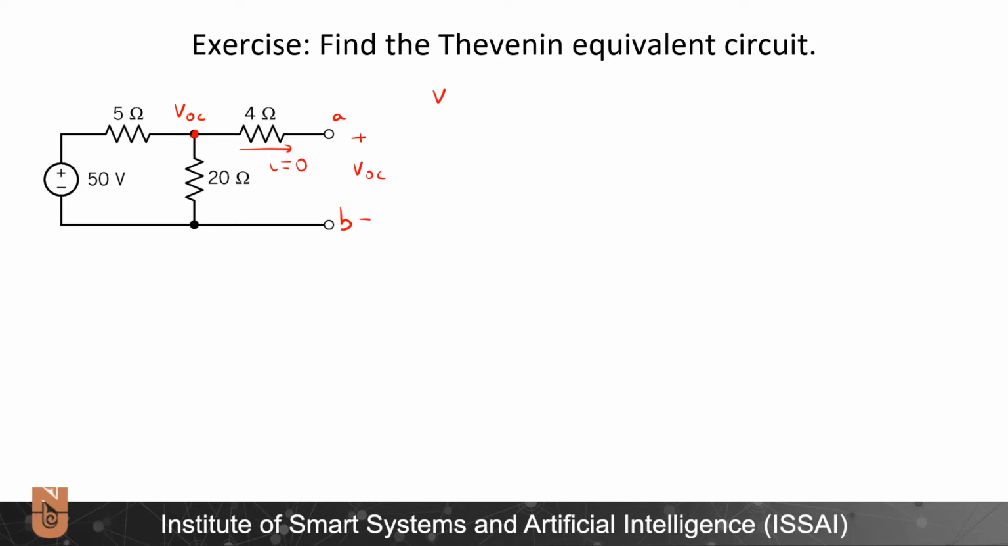Accordingly, V open circuit will be, disregarding this 4 ohm resistor, 50 times 20 ohms divided by 20 ohms plus 5 ohms. I followed the voltage divider rule here, and it will be equal to 40 volts. I found the V open circuit. I can continue finding the Thevenin equivalent circuit by finding the I short circuit. Let's do it that way.